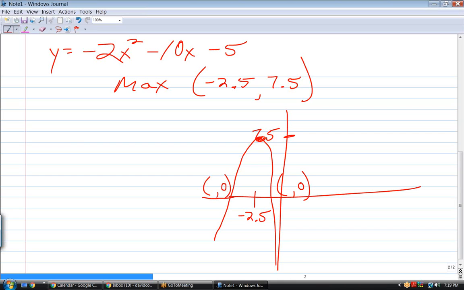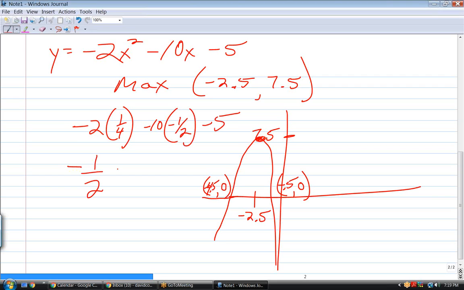I think it's negative 0.5 and then negative 4.5. Well, let me just check negative 0.5. If I square that, I get a quarter, so I have minus 2 times a quarter, minus 10 times negative a half, minus 5. Let's see if that is 0. It's minus 1/2 plus 5 minus 5. It appears to be that.